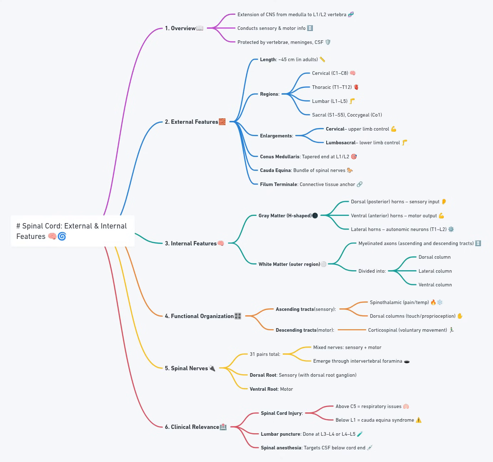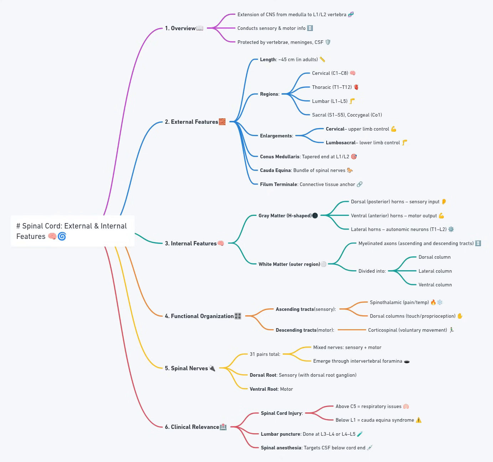The organization of gray and white matter varies at different levels of the spinal cord. In the cervical region, there is more white matter compared to gray matter due to the presence of many ascending and descending tracts. The cervical and lumbar enlargements have larger ventral horns due to the increased number of motor neurons supplying the limbs. In the thoracic region, the lateral horns are prominent, housing autonomic neurons.